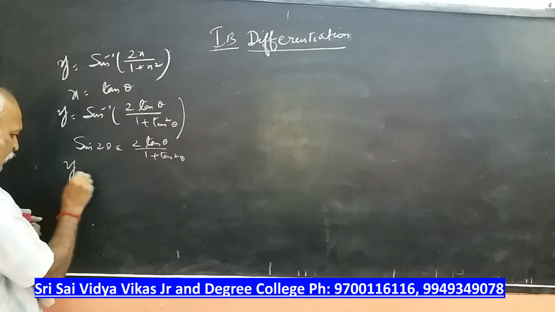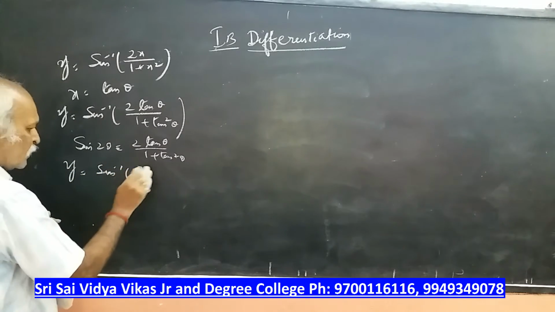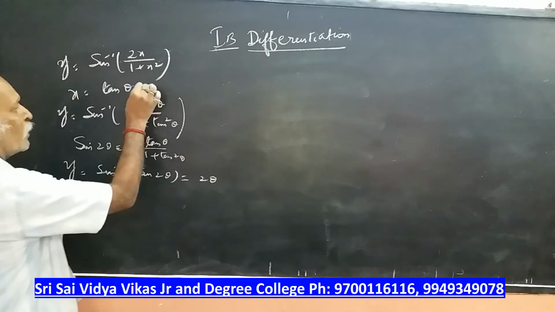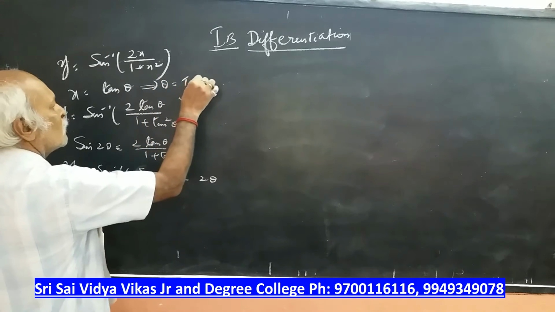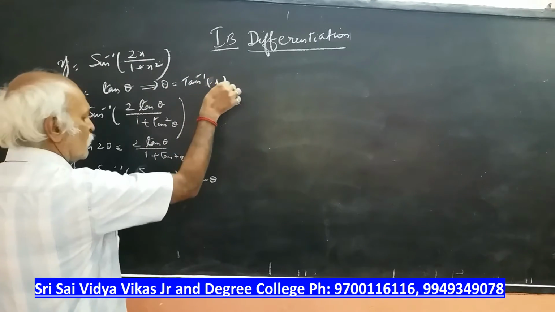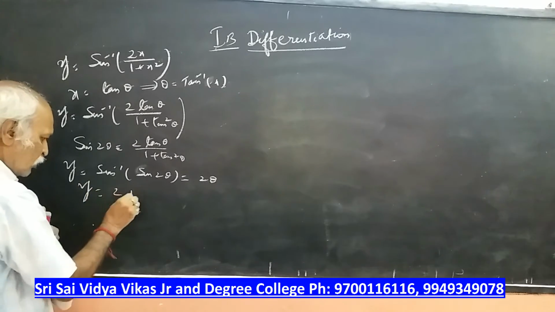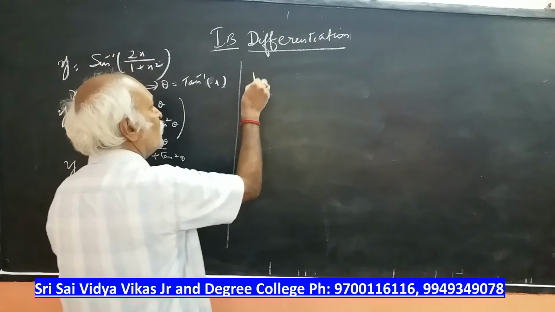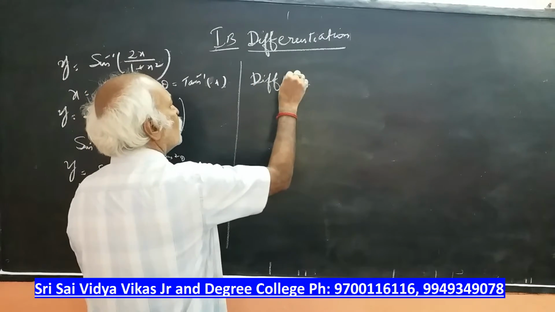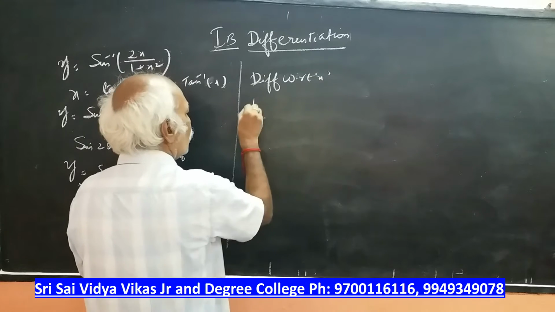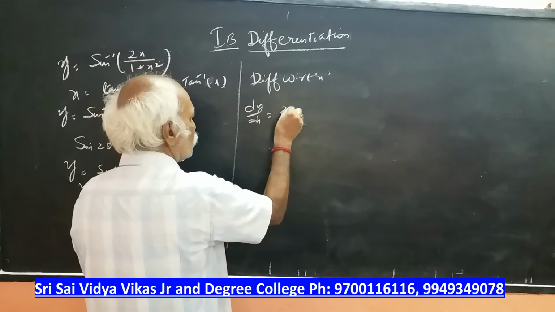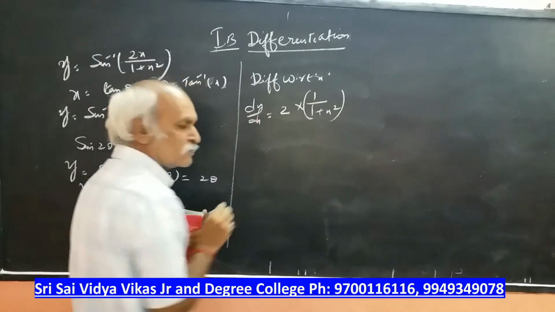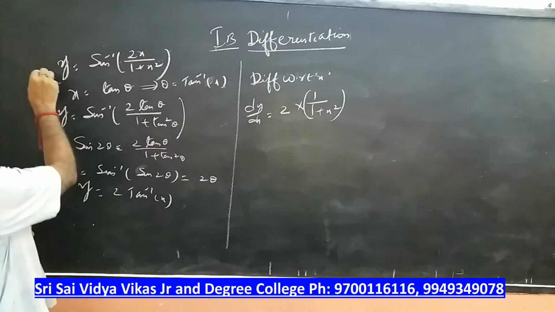Sin 2 theta. So what do we get? 2 theta. From this, what is theta? Tan inverse x. Therefore y is equal to 2 into tan inverse x. Therefore again I am writing one statement. Just now I told you, differentiate with respect to x. So dy by dx is equal to 2 into the derivative of tan inverse x, 1 by 1 plus x square. Right? This is the one.